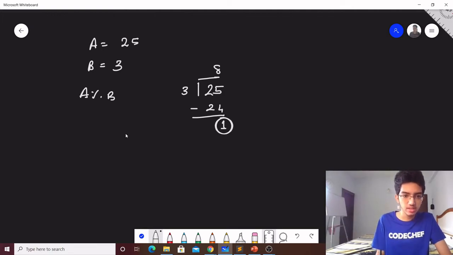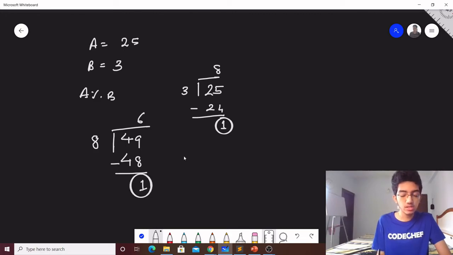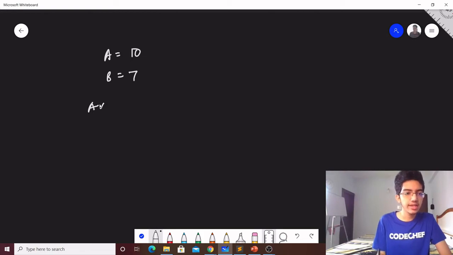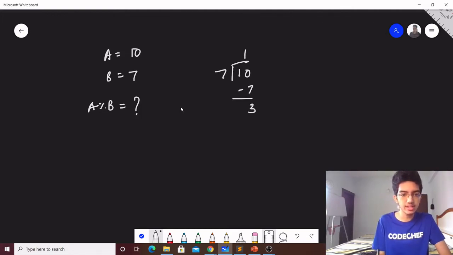Another example: our A is 49 and our B is 8. So 6 eights are 48, and the remainder is 1. Okay, we are only getting remainder 1. Let's take a better example. Say A is 10 and B is 7. Then A mod B would be what? Simply divide 10 by 7. 7 times 1 is 7 and the remainder is 3. So in this case, the remainder is 3.